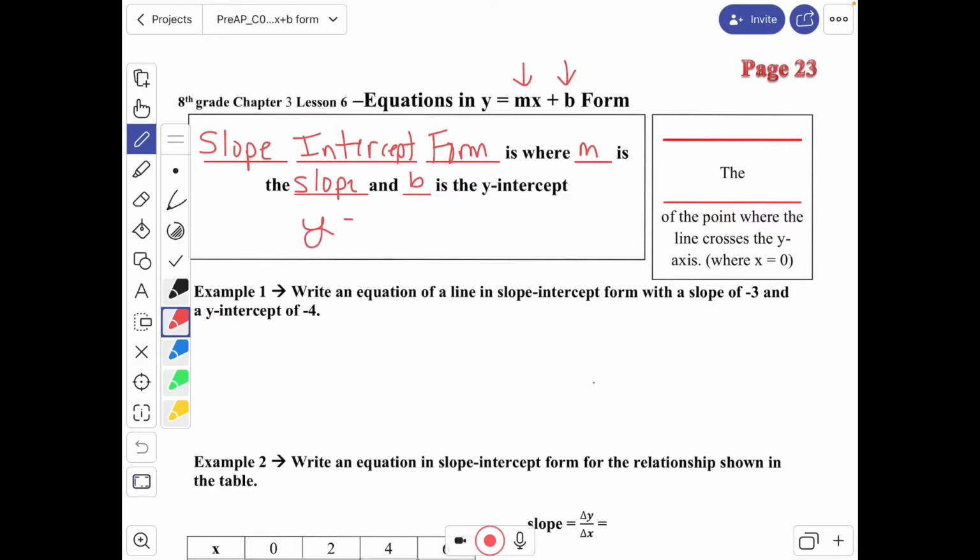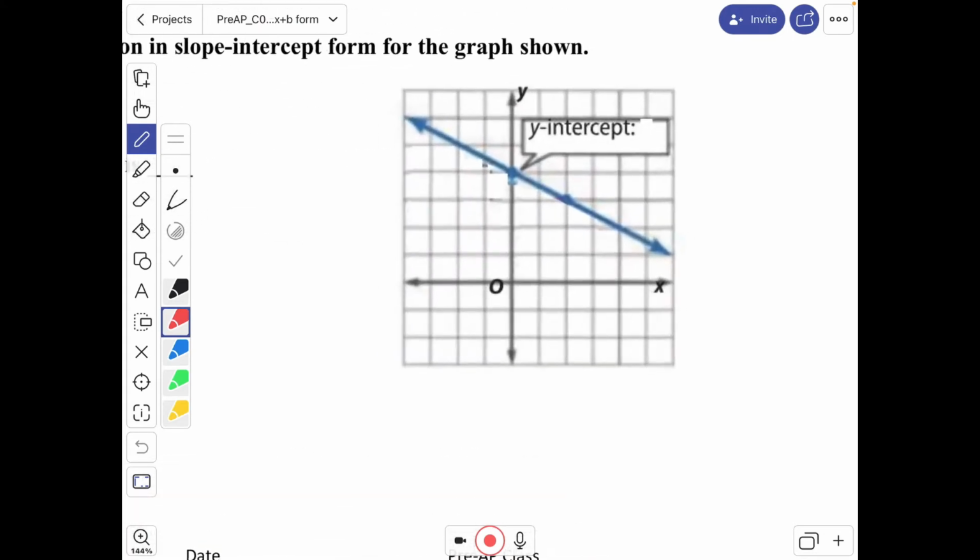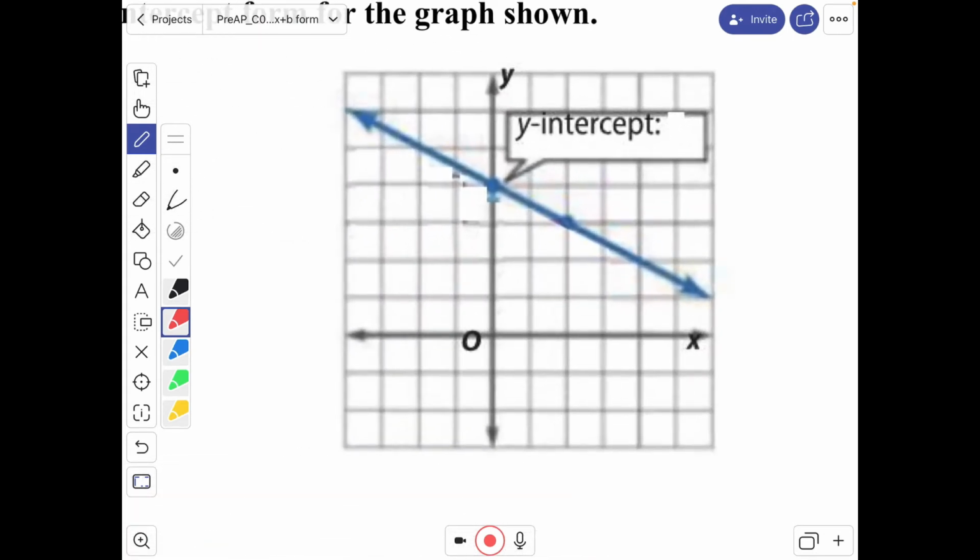So y equals mx plus b. And y-intercept means where it crosses the y-axis. It's the y-coordinate when it crosses the y-axis. For example, down here at this graph right here, see where the line is crossing the y-axis? That point right there is the y-intercept. So 1, 2, 3, 4, that would be crossing at the 4.